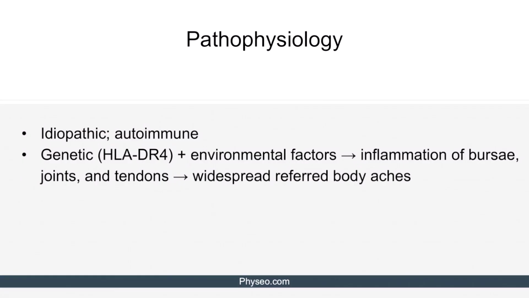more information. The pathogenesis of polymyalgia rheumatica is not exactly known, so it's idiopathic, although an autoimmune disease process has been proposed. It is thought that this condition occurs as a result of a multifactorial process of genetic and environmental factors, both playing a role. An association with HLA-DR4 has been especially described. And as a result of this genetic variation, inflammation will affect the bursae, joints, and tendons. And this inflammation leads to referred widespread body aches and the pain that the patients experience.